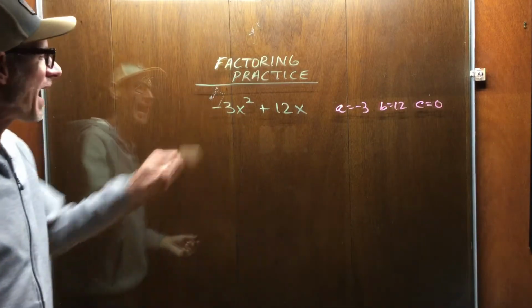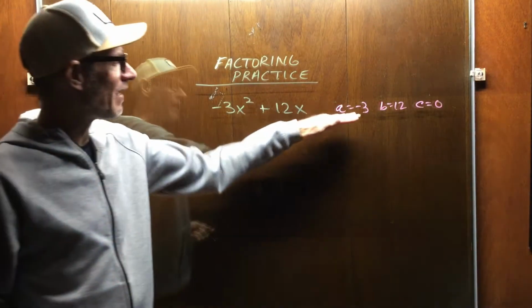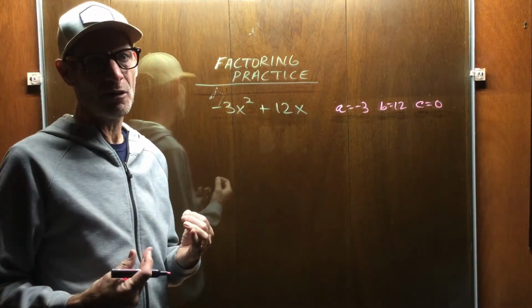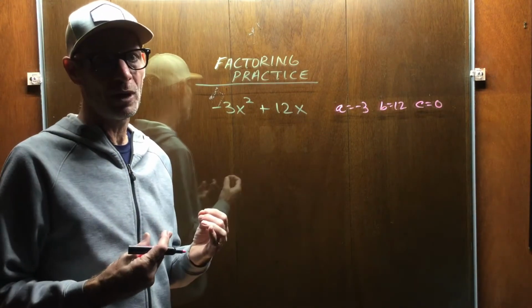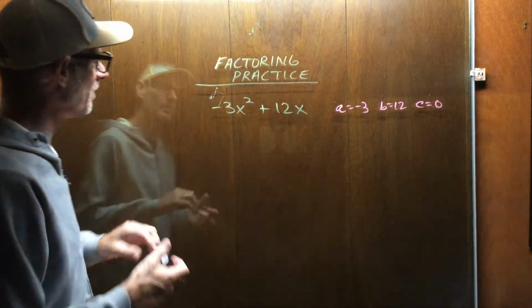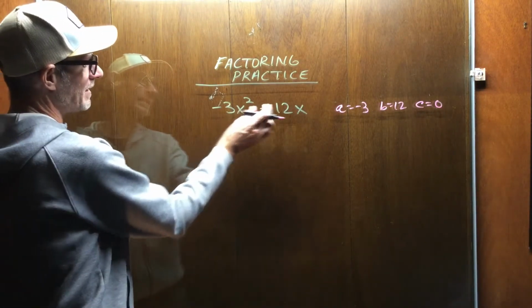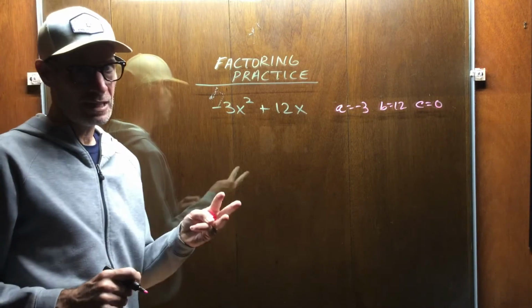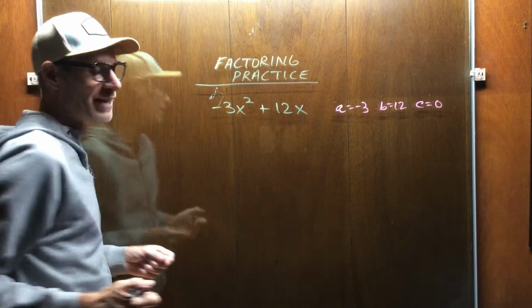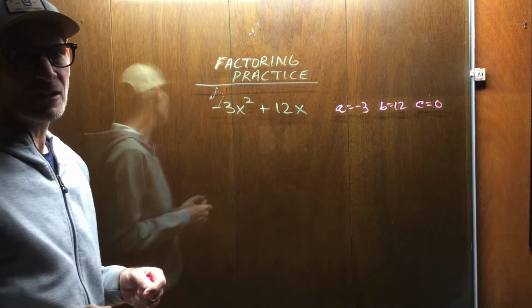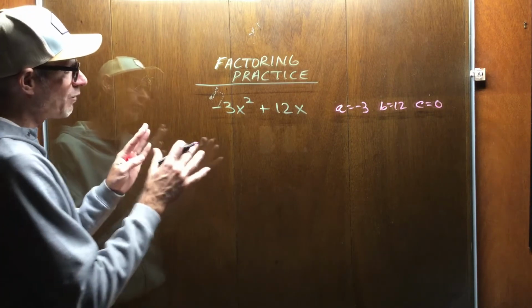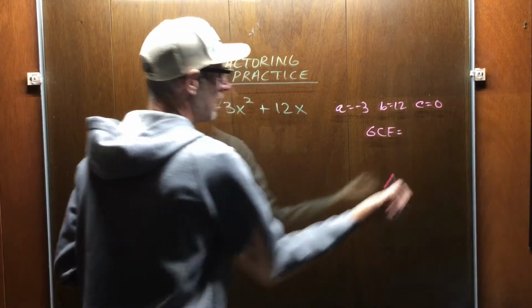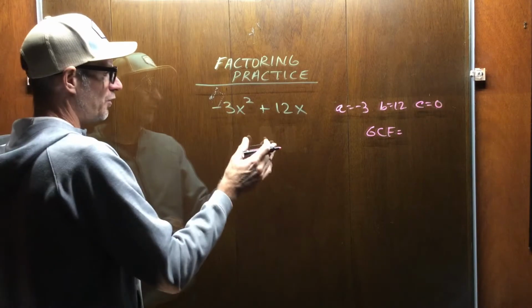Now, if we want to factor this, since our a value is negative, we know we're going to take out a negative number as our greatest common factor, even if it's only 1. But in this problem, I can see that the biggest number that goes into 3 and 12 evenly is 3. And both terms have an x, so they have a greatest common factor of x. So my greatest common factor on this problem is going to be -3x.